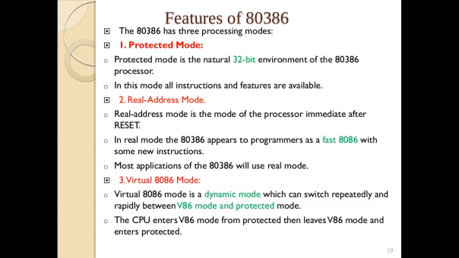So 3 modes are there in case of working mode. The first mode is protected mode. It is a 32-bit environment. All the applications run in protected mode. It is protected because the privilege is checked, and by the value of privilege, the processor decides the access for any data or instruction.